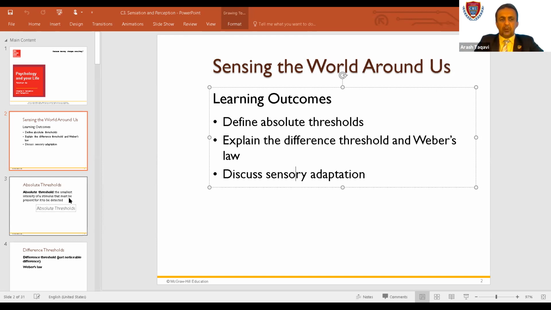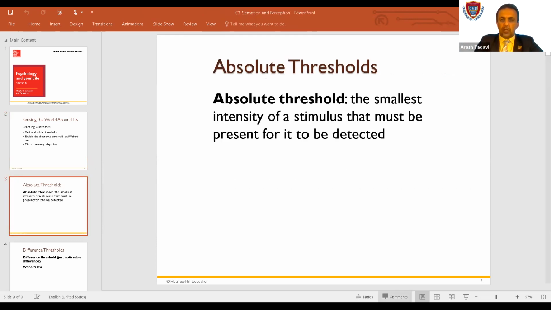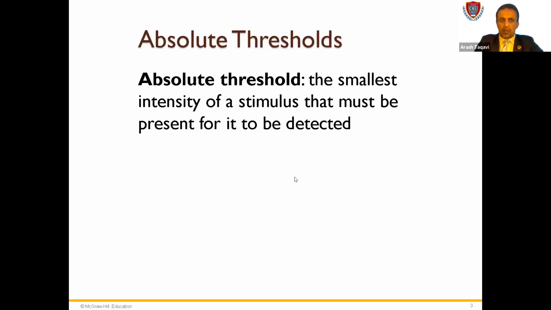With this introduction, we will go to the major parts. Absolute threshold. We have a stimulus in the external environment, and we have a receptor. For example, you cannot hear the voice between my hands. You cannot hear.